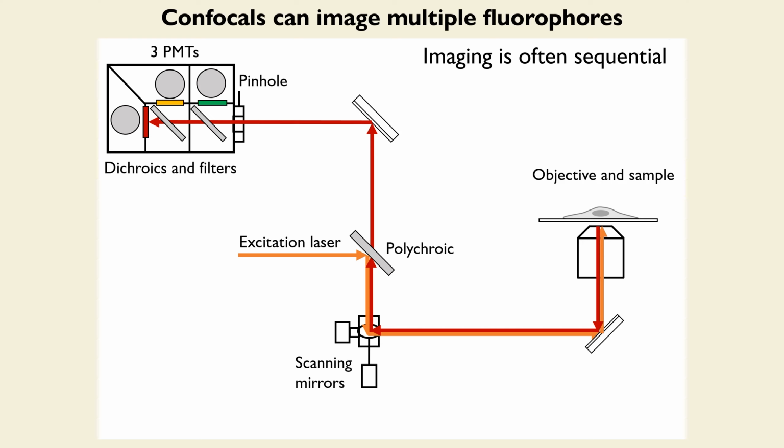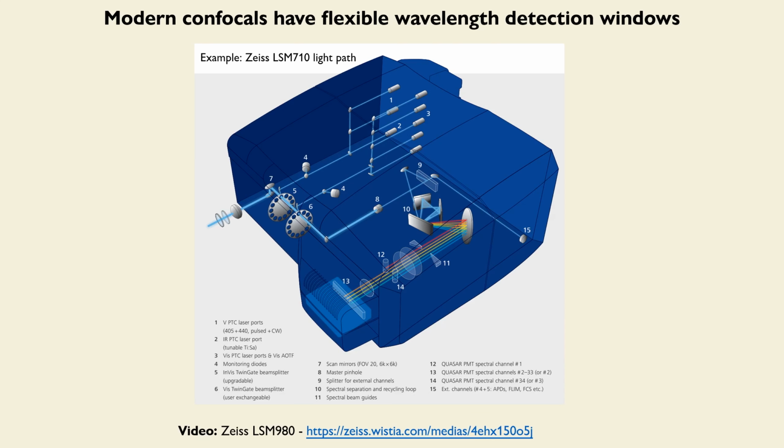Now, this is a very simplified schematic. Modern confocals have flexible wavelength detection windows. So this is an example with a Zeiss LSM980. This is not actually a very modern confocal, but the way that this does the flexible wavelength detection is actually very similar to more recent Zeiss models. And so since I liked the schematic, this is the one I'm using. So the important parts here are the same.